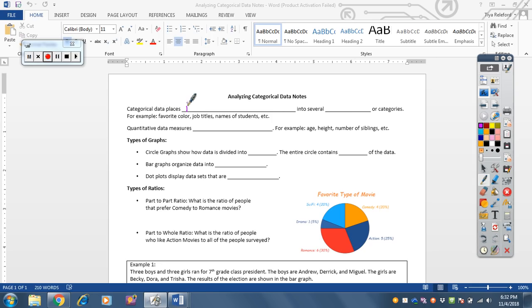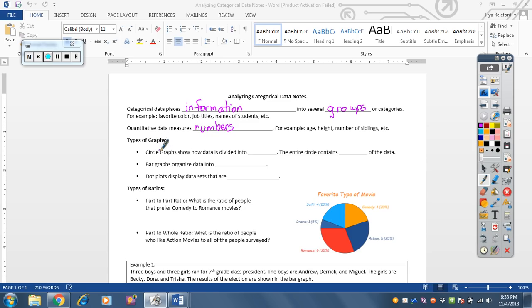Categorical data places information into several groups or categories. Quantitative data measures things that have to do with numbers. Age, height, number of siblings, how many people like pink, how many people ate pizza, that kind of thing.